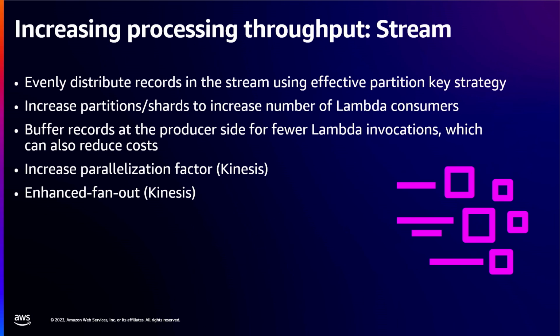Some people do say you can buffer some records at the producer side, and this allows for fewer Lambda invocations, which can also reduce costs. Some people say that can be useful for them. And then, of course, on the Kinesis side, you can increase the parallelization factor up to a factor of 10, just 10x times the processing. That is on the Lambda side rather than the streaming side. And then the enhanced fan-out is going to give you more network throughput and have dedicated consumers onto your stream.